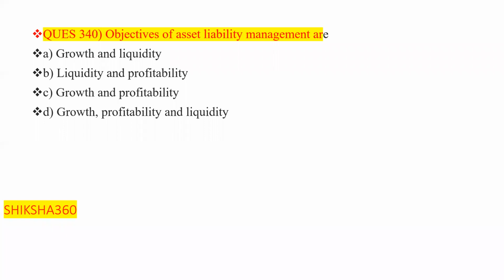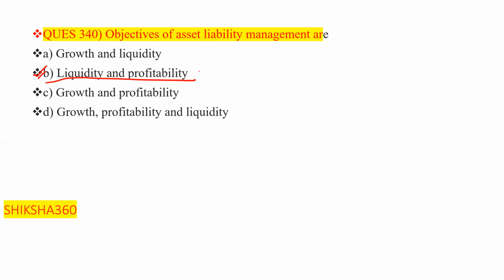Please think over that while answering the question. Basically the objective of asset liability management is price matching and liquidity. That is basically to earn profitability and liquidity. So option number B is the answer.